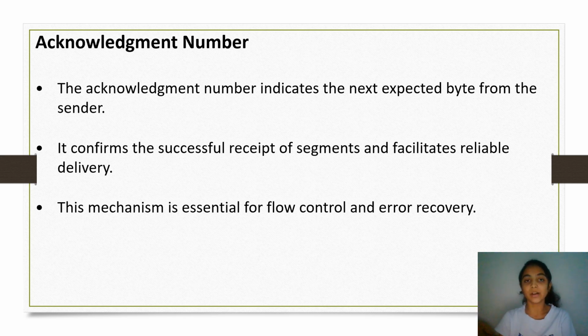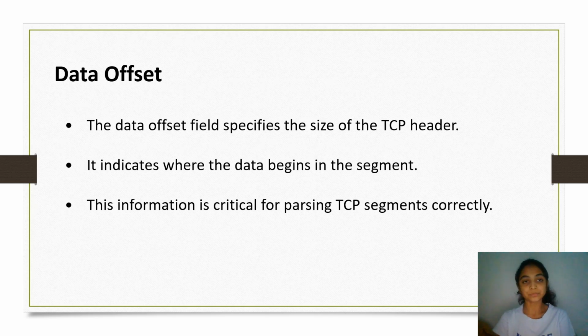Acknowledgement number. The acknowledgement number indicates the next expected byte from the sender. It confirms the successful receipt of segments and facilitates reliable delivery. This mechanism is essential for flow control and error recovery.